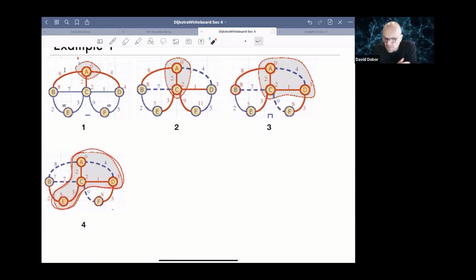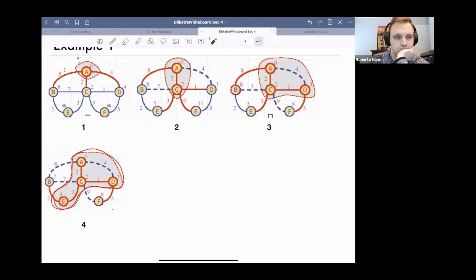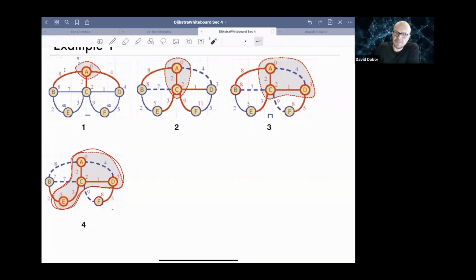A new way of reaching B. What's the cost of the new way of reaching B? 7. It's now 7 because I could reach E at the cost of 5 and then plus 2 here. That's 7. That's certainly better than 8. So now I eliminate this path.